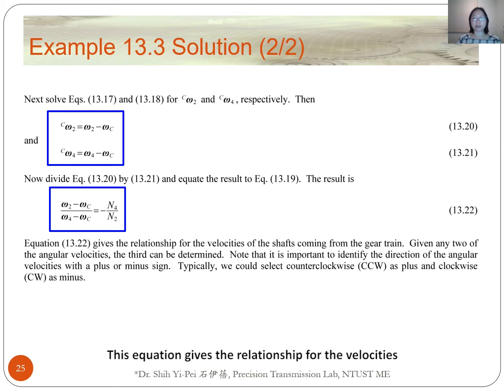This equation gives the relationship for the velocities of the links coming from the gear train. So, given any two of the angular velocities, the third can be determined. It is important to identify the direction of the angular velocities with a plus or minus sign. Typically, we can select counterclockwise as plus and clockwise as minus.